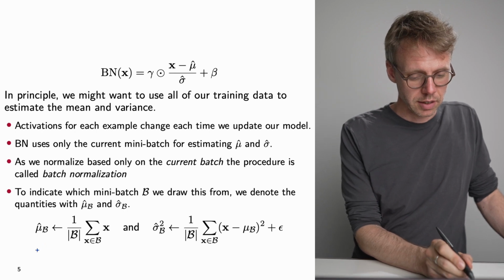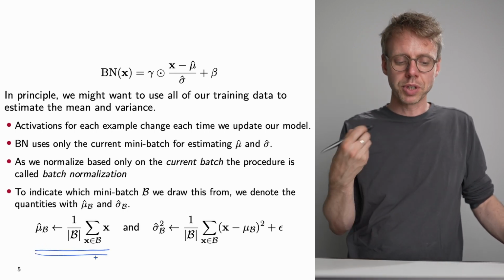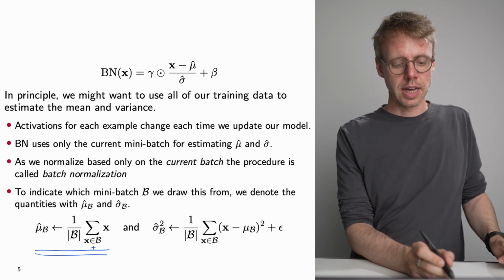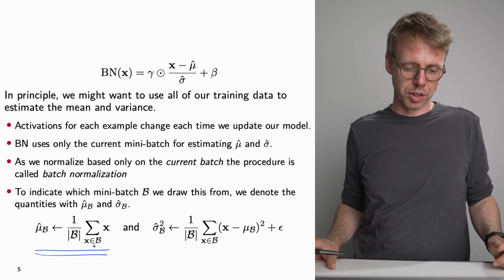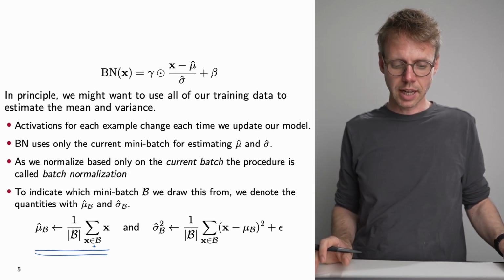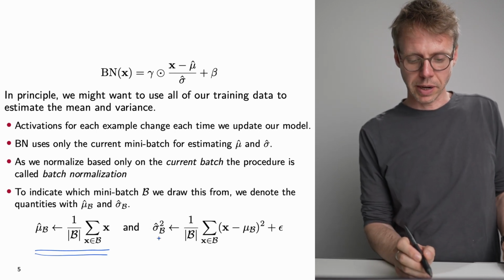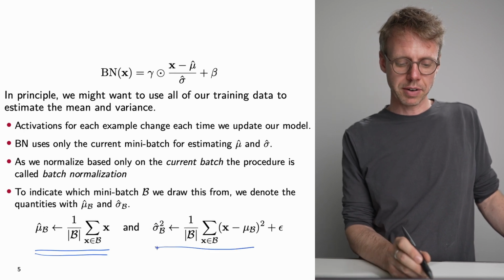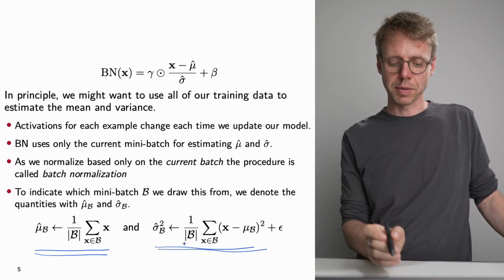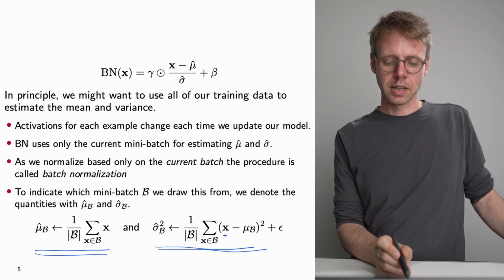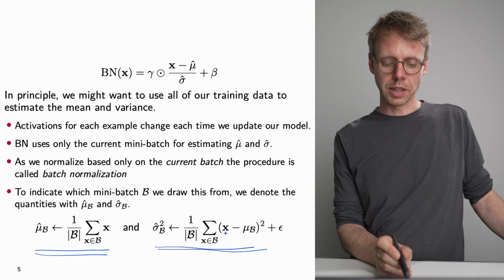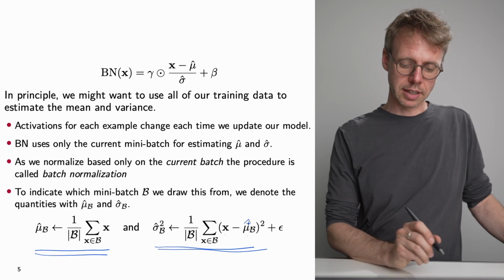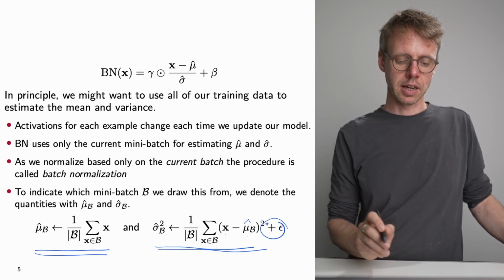Here you see the formulas of the estimates. So we're basically computing the average over our mini batch: 1 divided by the size of the batch times the sum of the x values of the batch, so the average. And then we set sigma squared, the variance, to the estimate of the sample variance, 1 divided by the size of the mini batch times the sum of squares of the difference between the value x and our estimate mu hat B, plus an epsilon.